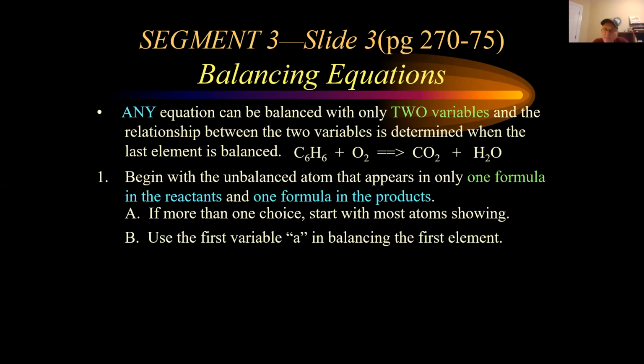And so now, if I'm going to balance this equation by the inspection method you talked about, and I was trying to balance carbon, I would put a 1 right here and a 6 right there, right?